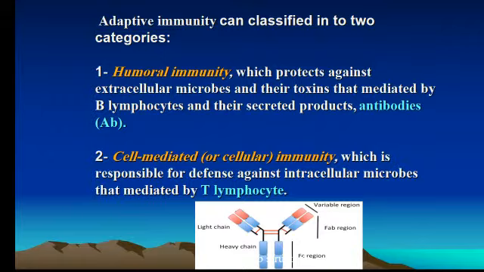This slide shows that adaptive immunity can be classified into two categories. The first category is humoral immunity, and the second category is cell-mediated or cellular immunity. Starting with humoral immunity, which protects against extracellular microbes and their toxins, mediated by the B lymphocytes and their secreted products, antibodies, AB.